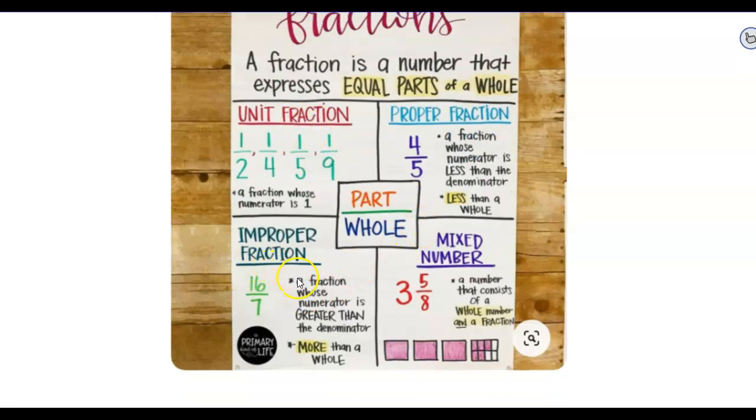Then we have an improper fraction, and that's where your numerator is larger than your denominator, and it's more than 1. It can be more than 2. It can be more than any whole number. That's what makes it improper. And then you have a mixed number. That's where you have your whole number and then your fraction. If you need to pause and write down any of these notes, please do. These are important notes to remember.